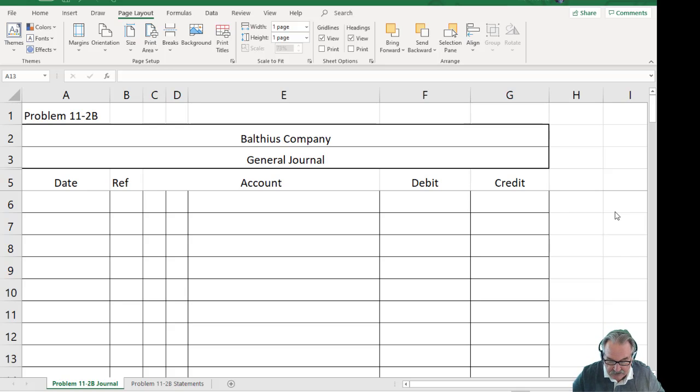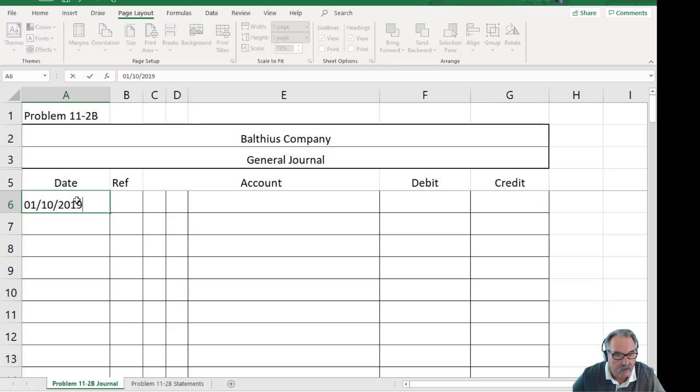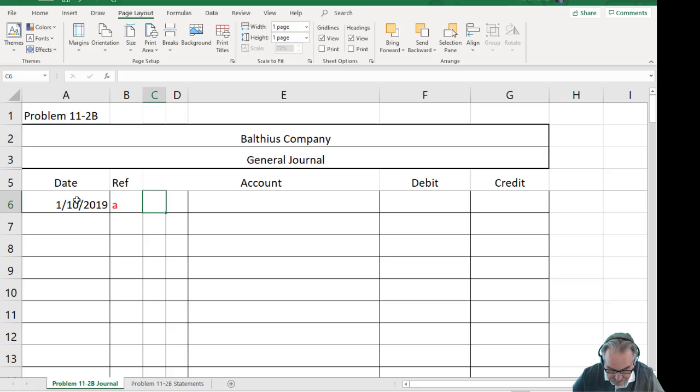So let's get started. The transaction on January the 10th says they purchased 40,000 shares of its own stock at $12 per share for cash. So we'll start with the date. These all happened in 2019, and I'll label this A. We are going to debit treasury stock. Treasury stock is an equity account, but it's going to be negative. Treasury stock is what happens when we buy our own stock back.